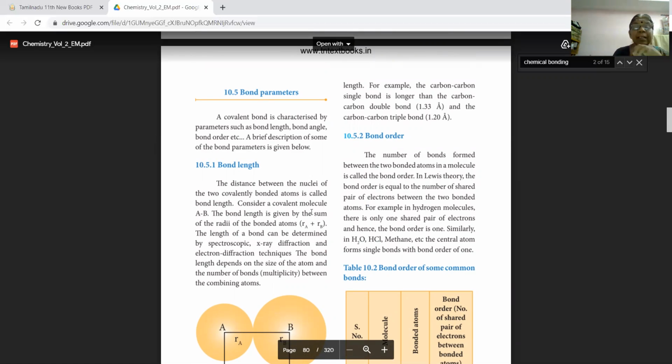First is bond length. The distance between the nuclei of two covalently bonded atoms is called bond length.